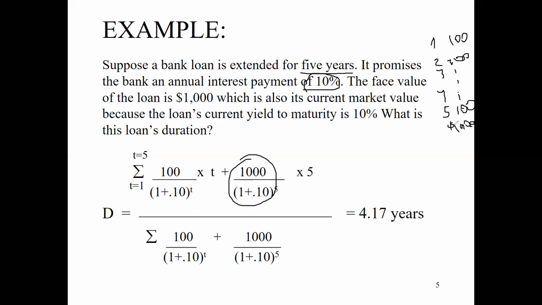We need to discount it. So discount factor is 10%. Okay, we're gonna discount with the 10%. And this is $100, this is 10%, and this is 10%. We are talking about the discounting, okay? We're discounting each cash flow.